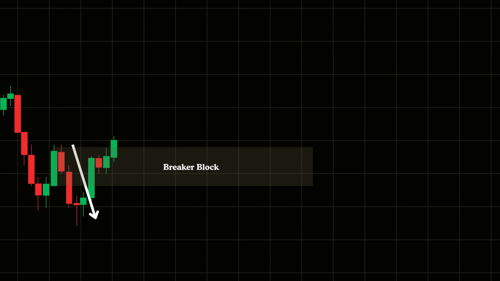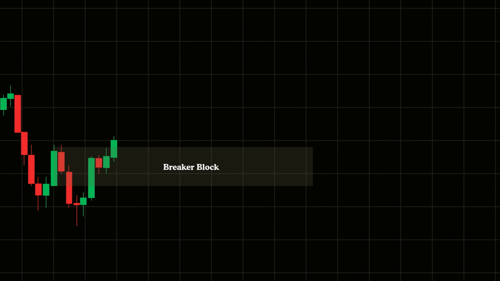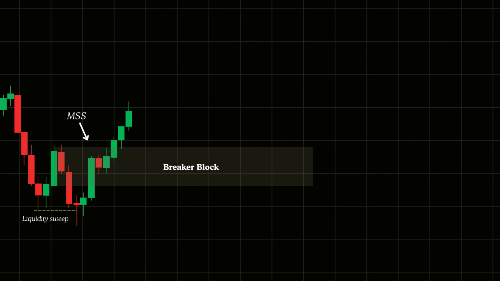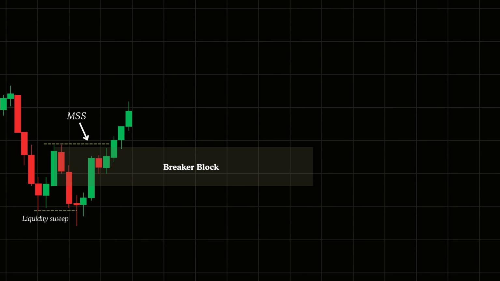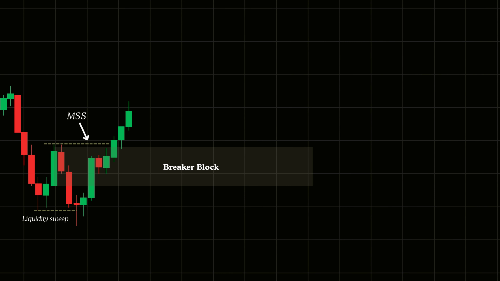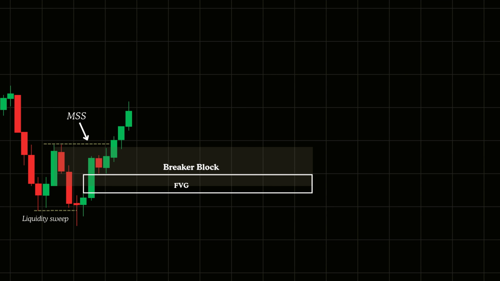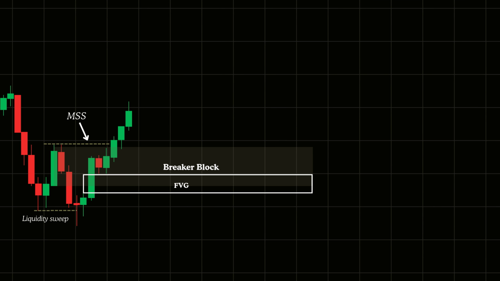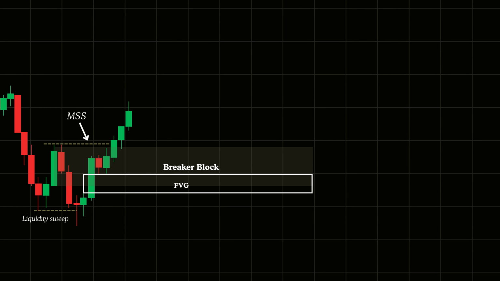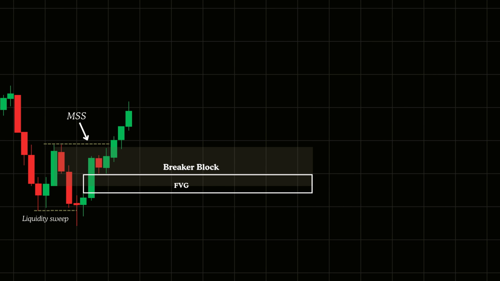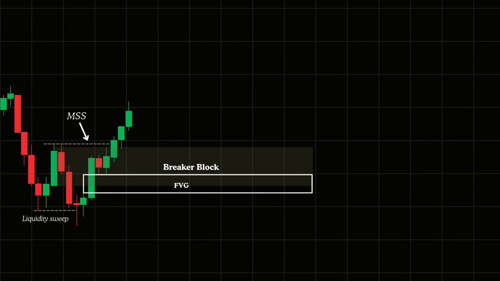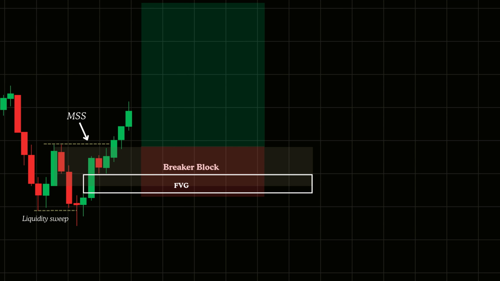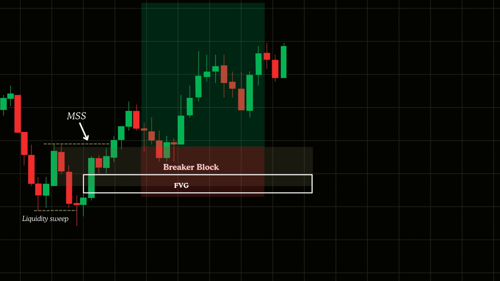This breaker block satisfies all the criteria for an ideal setup. The market cleared sell-side liquidity, then quickly reversed, forming a market structure shift by breaking and closing above the previous low. In this case, the breaker block sits just above a fair value gap. Relying on the fair value gap for an entry could lead to a missed opportunity, as the price may not return to that zone once it moves away. Instead, we expect a reaction from the breaker block, not the fair value gap. Hence, the entry should be placed at the top of the breaker block, with the stop loss positioned a few pips below the fair value gap.